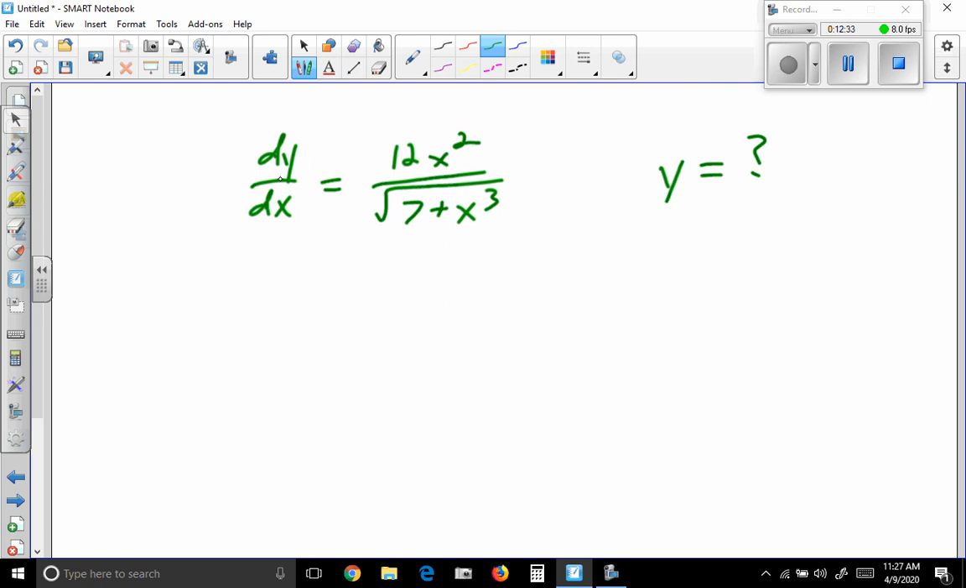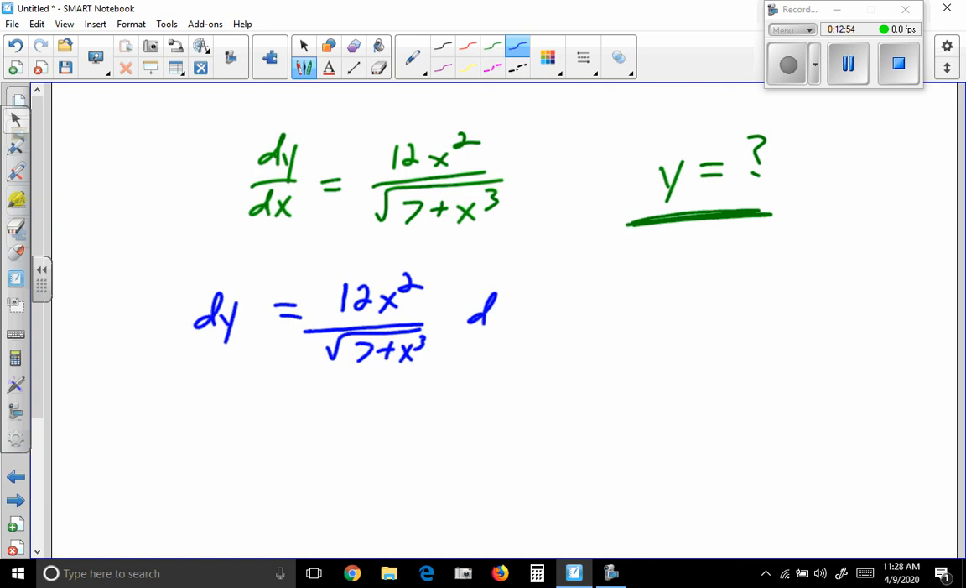But if we're given the derivative and we want to find what function has that derivative, we're basically looking for the antiderivative in this case. So if we move the dx over, we have dy equals 12x squared over the square root of 7 plus x cubed times dx, so we're just changing it to the differential form. And then to get y, we're going to integrate both sides.